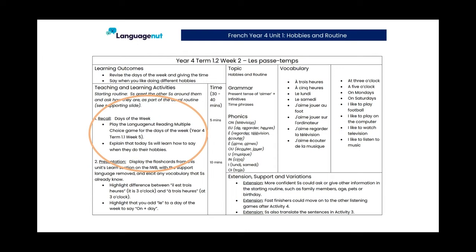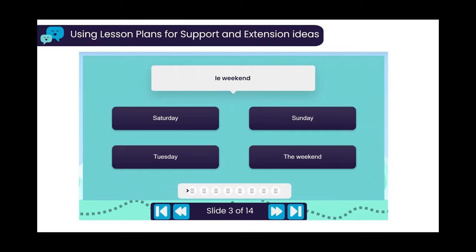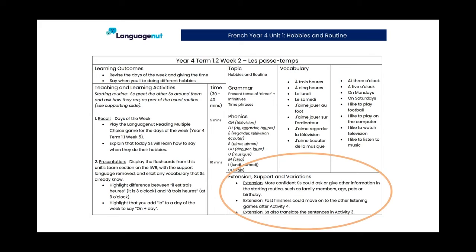When we do have a recall activity which is using vocabulary from a different lesson, we'll always give you the name of that lesson, so that, if you wanted to, while pupils complete this multiple choice activity, you could go back and print off the vocab for that lesson. So if you have pupils who need their memories jogging, they can have that in front of them while completing this activity. Then the bulk of our extension and support activities are in this extension, support and variations section.